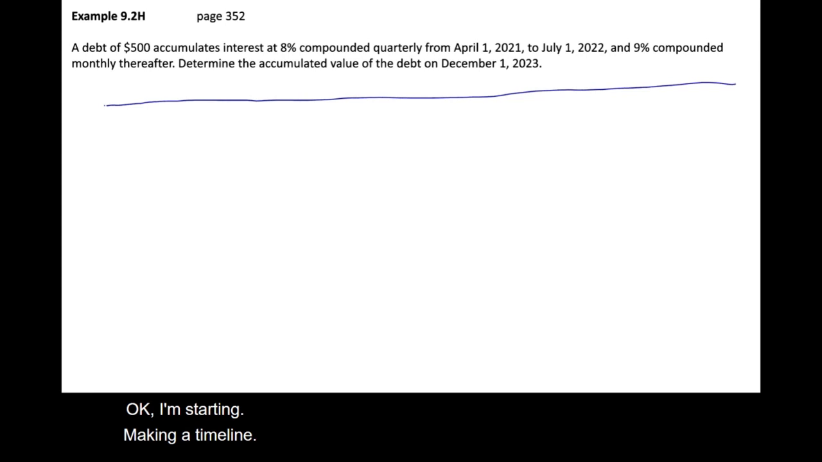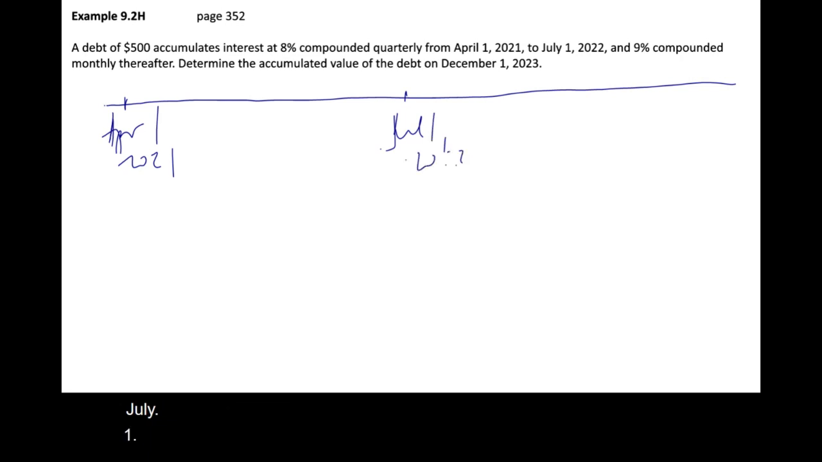Okay, I'm starting making a timeline. So start of the game was April 1, 2021. Then first stop July 1, 2022. And final destination is December 1, 2023.